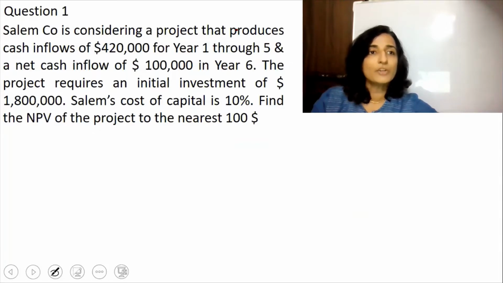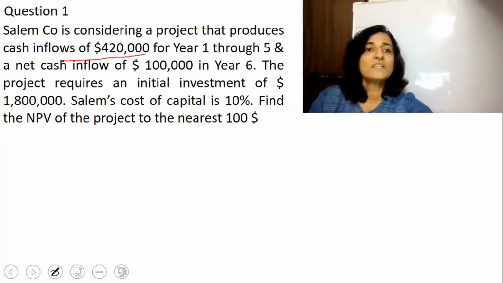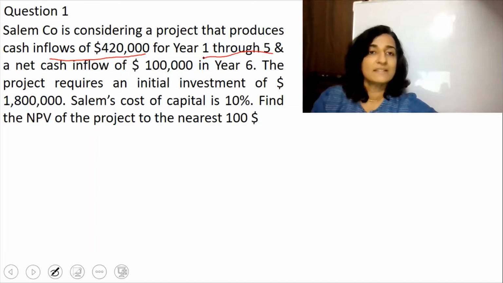A company is considering a project that produces cash inflows of 420,000. So cash inflows is 420,000 for year 1 through year 5. For all the 5 years, we have the same cash inflow of 420,000 and a net cash inflow of 100,000 in year 6. So year 6 has a different figure, and that's 100,000.